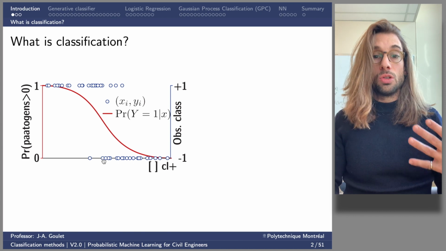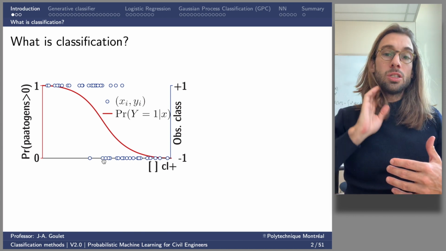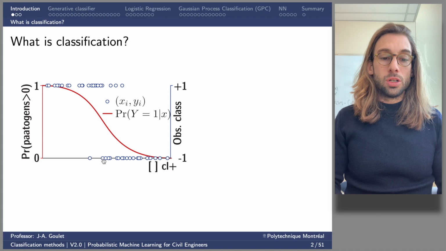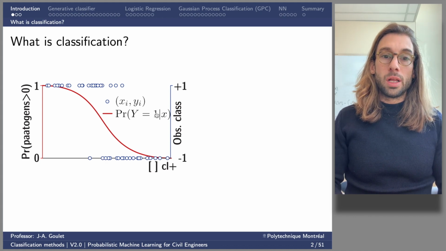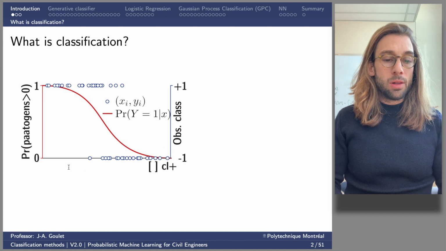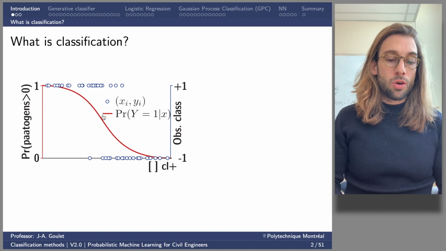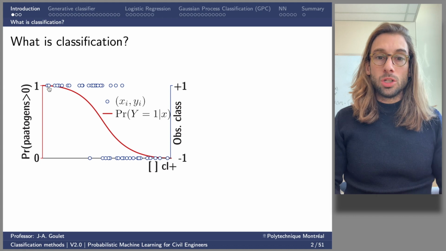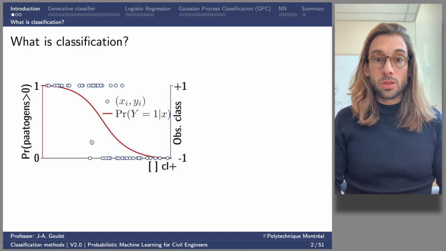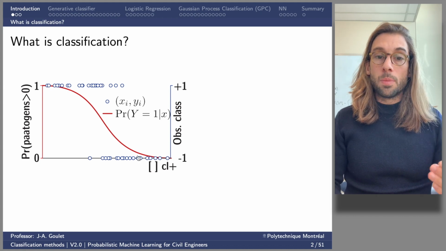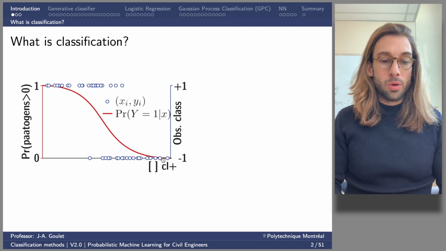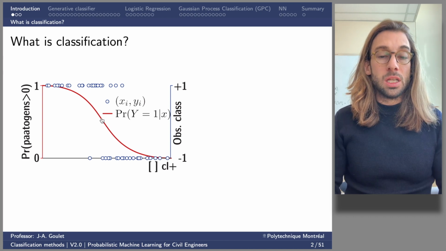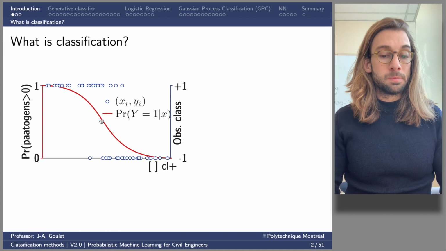So with classification, what we're trying to do is to retrieve the following function: the probability of having pathogens given the chlorine concentration. It would look somewhat like this red line, where for low chlorine concentration I have a super high probability, so something close to 1, of having pathogens. For high chlorine concentration, I have a low probability of observing pathogens. And in between, where both are possible, the probability is going to be in the vicinity of 0.5.